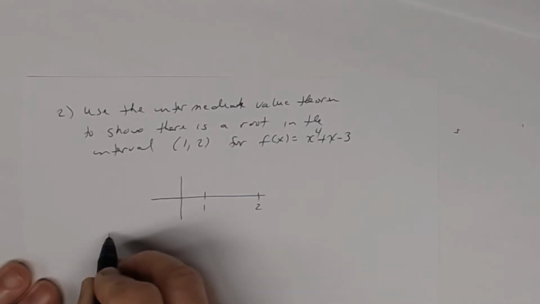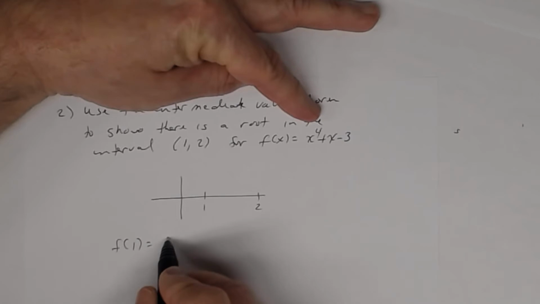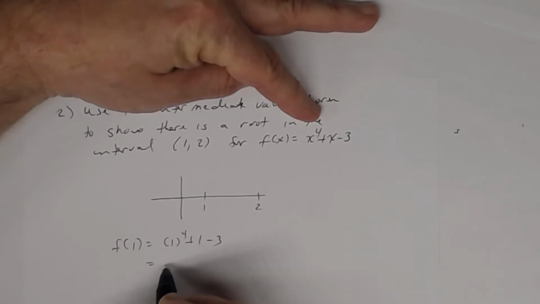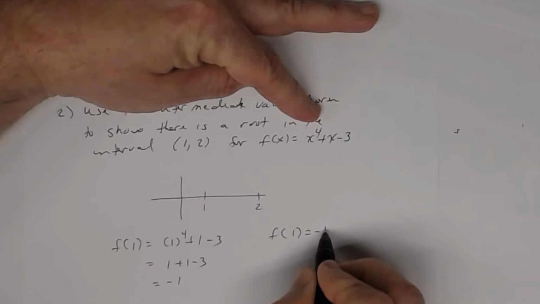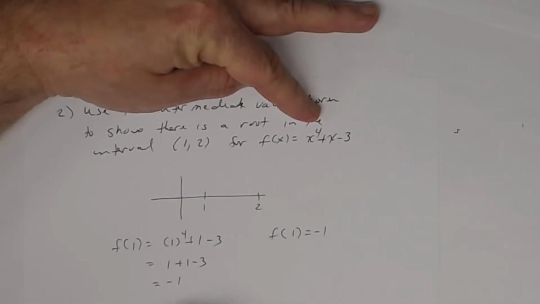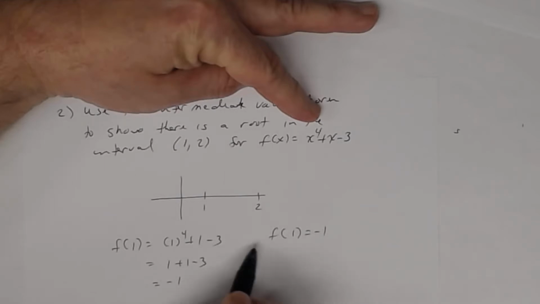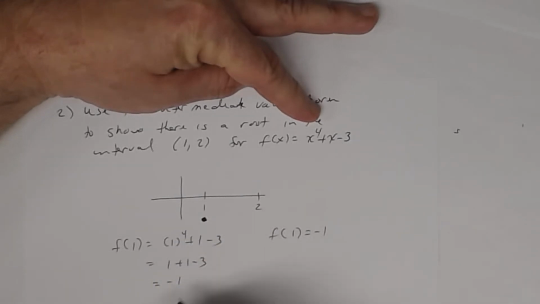All right, so let's find f of 1. So f of 1 is going to equal 1 to the 4th plus 1 minus 3. Well, 1 to the 4th is 1. 1 plus 1 minus 3 is negative 1. So f of 1 equals negative 1. So we found f of 1. Now let's find f of 2. So f of 1 is negative 1, so that's down here. Okay?